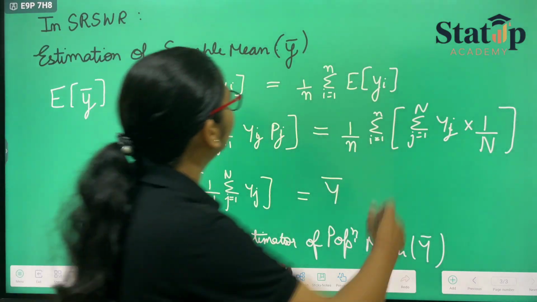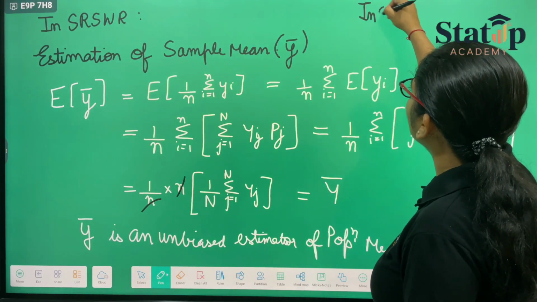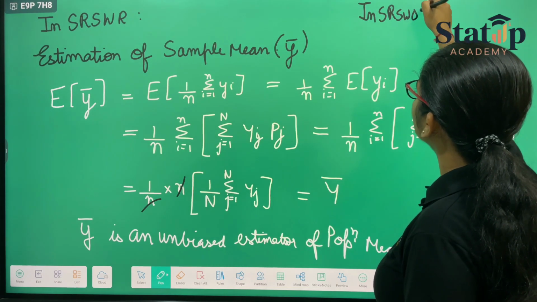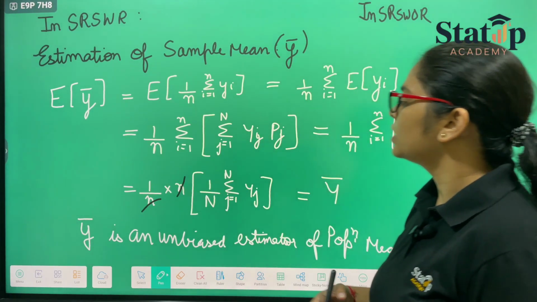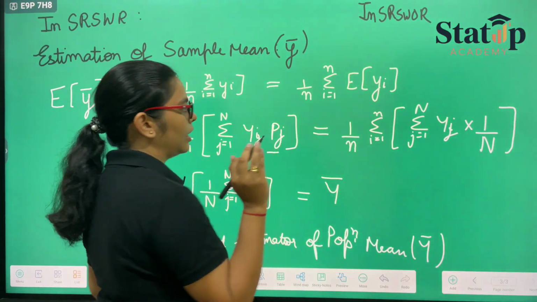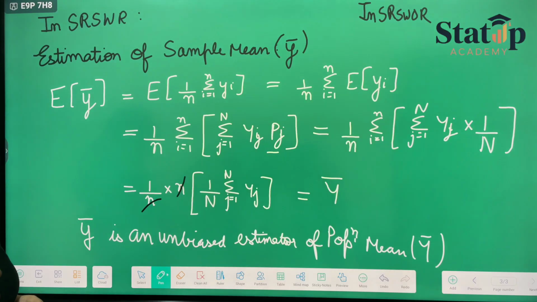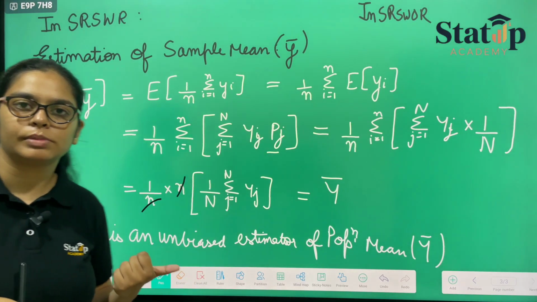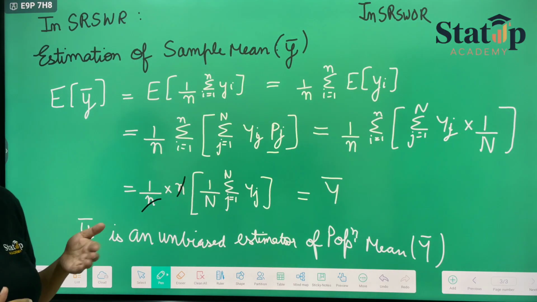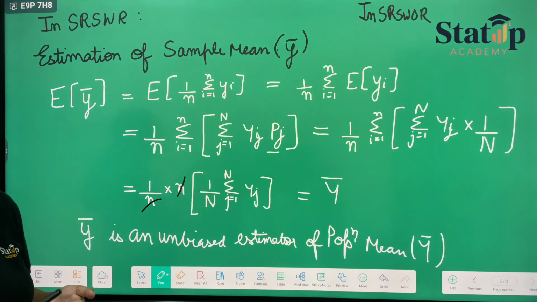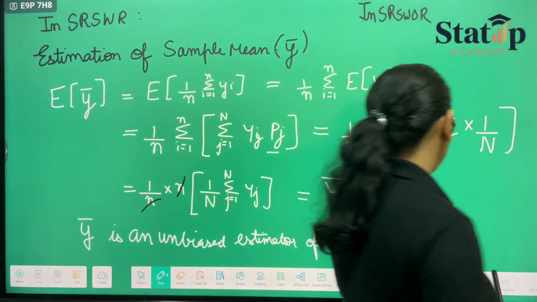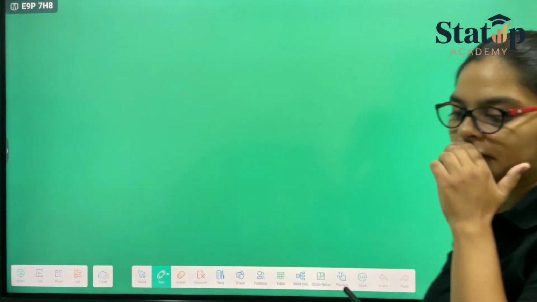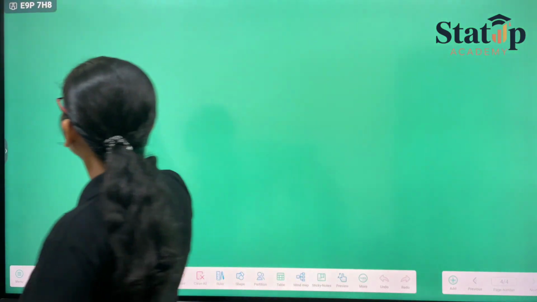And if we derive it in SRSWOR, simple random sampling without replacement, the same derivation will follow, because here also the probability of selecting the jth unit or ith unit is nothing but 1 upon capital N. So in both simple random sampling with replacement and without replacement, the sample mean is an unbiased estimator of the population mean. Now moving on further, we will calculate the estimation of variance.